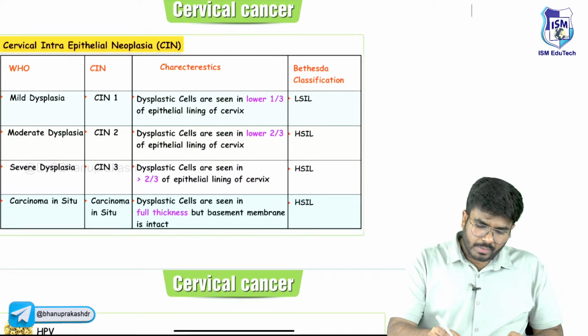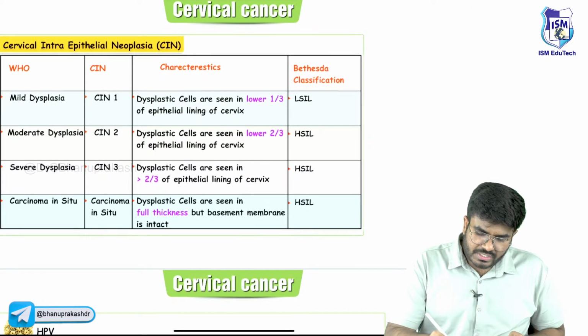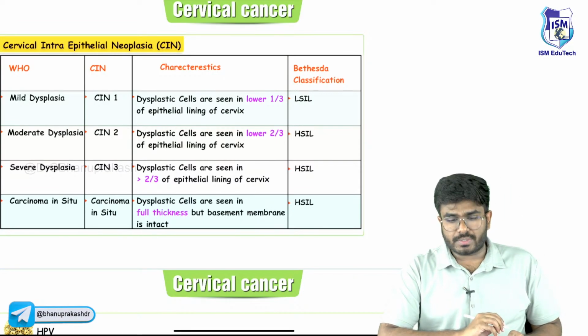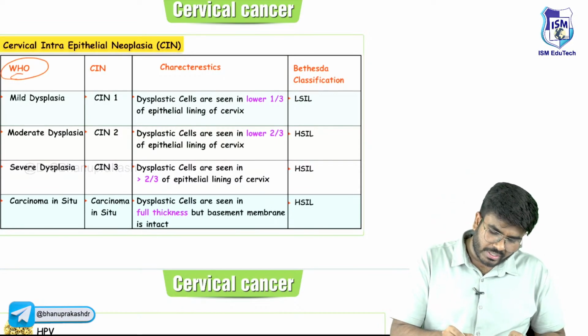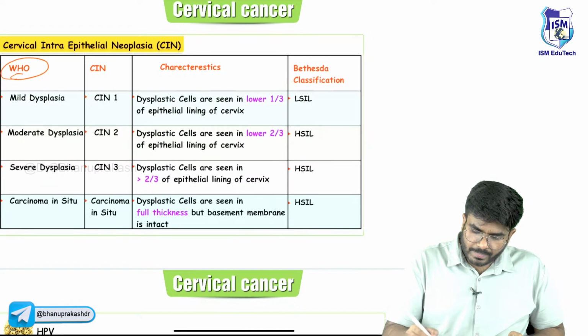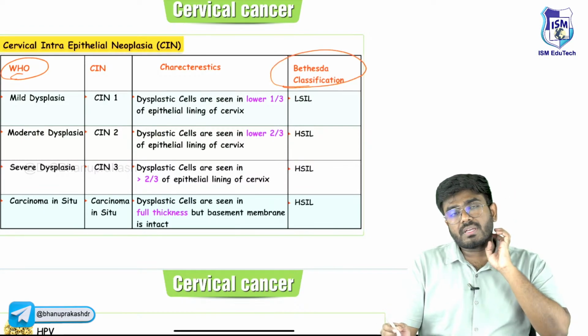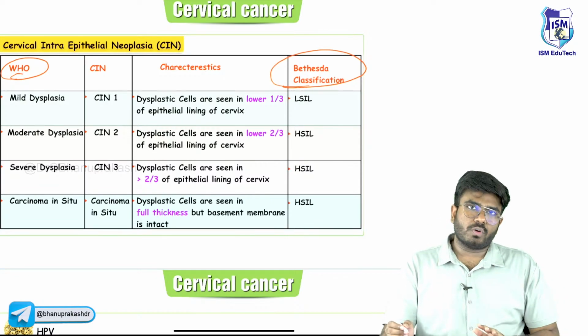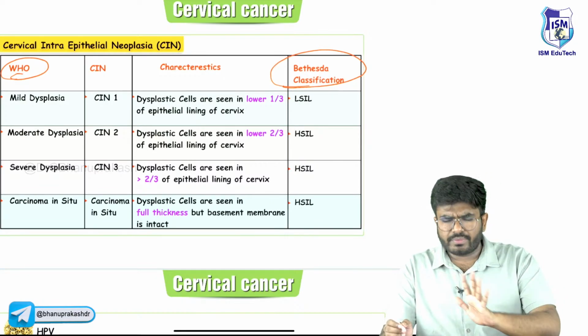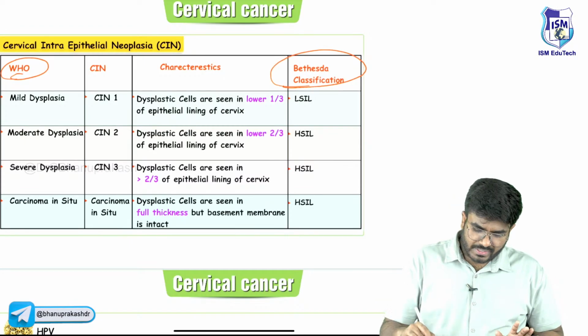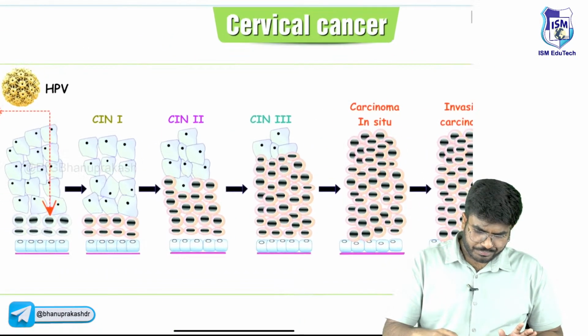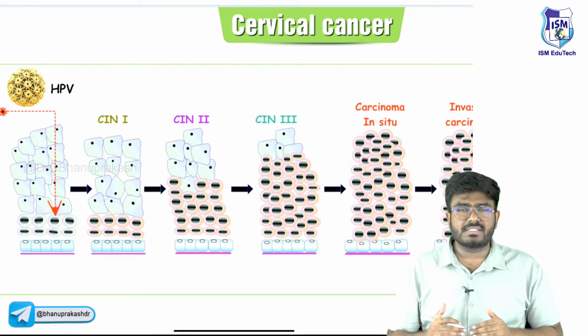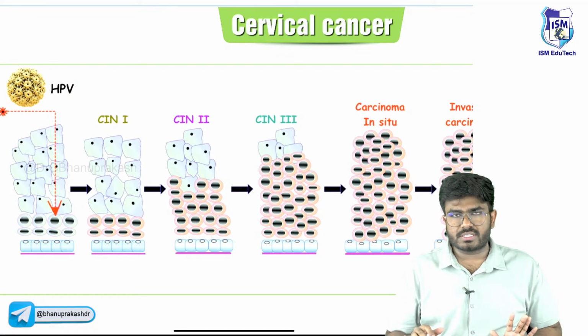Now, let me explain to you the classification of the CIN. Okay, the classification. There are actually two types of classification, WHO classification and Bethesda classification. What is the WHO classification of CIN? Let me explain in a very simple way. For example, imagine this is the cytology in the cervix, the cervix cell.